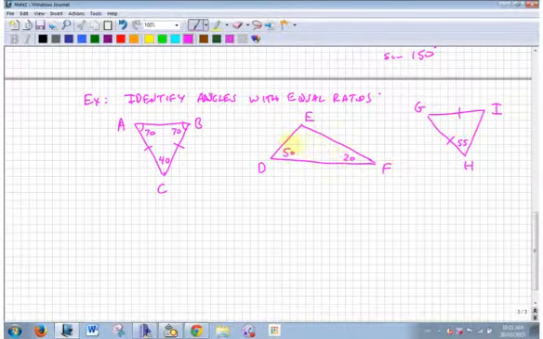This is a scalene triangle. No sides are the same. No angles are the same. That's 50, 70. What's 180 minus 70? That's 110. Obtuse angle.